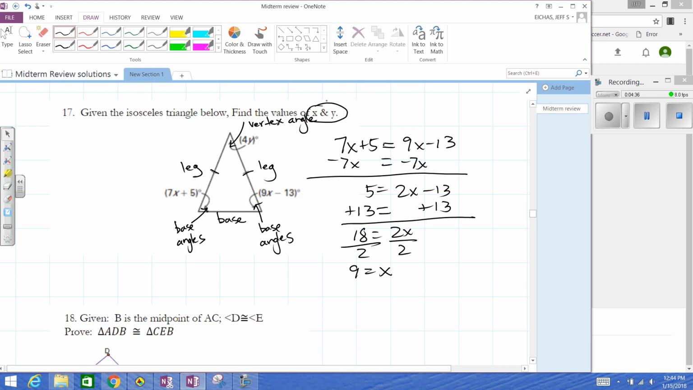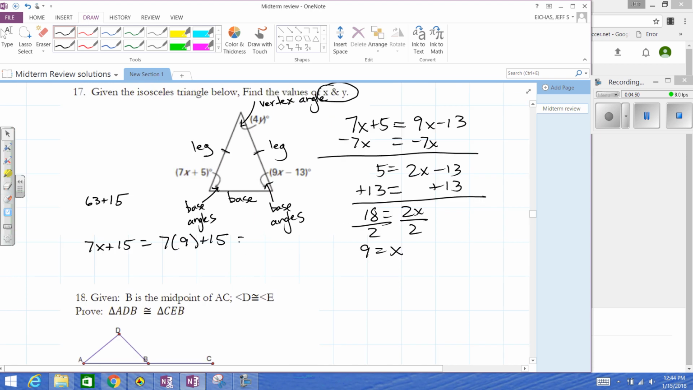Now I probably need to plug in to get the other angles so that I can get at the y eventually. So 7 times 9 plus 15, 63 and 15, that's going to be 78. I'm assuming the other one's going to be 78. No, I did something wrong here. 81 minus 13, something's not right. Now there it is. It's 5. Sorry. Okay. It's 5, not 15.